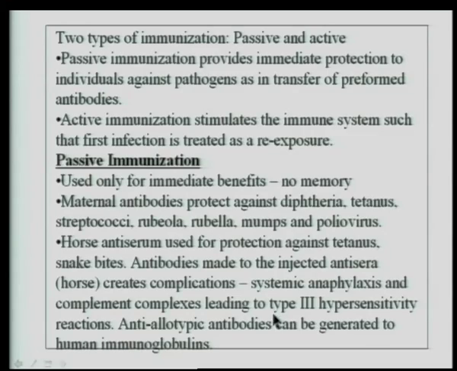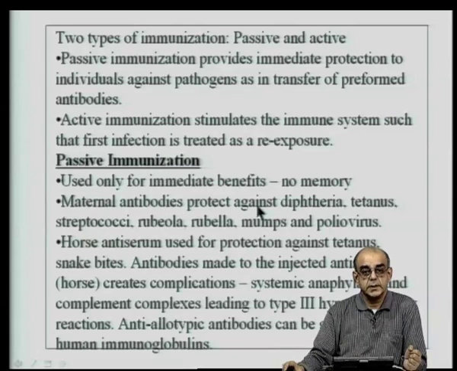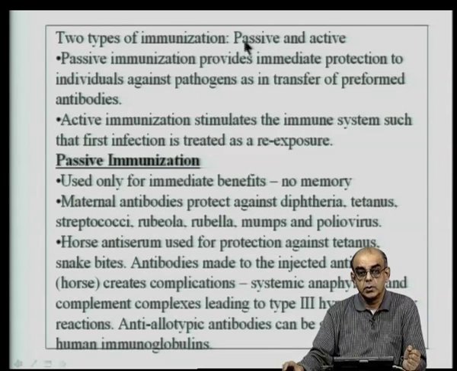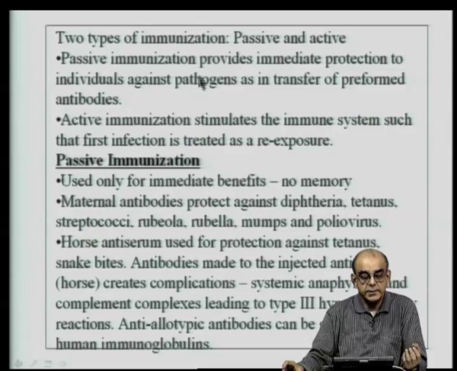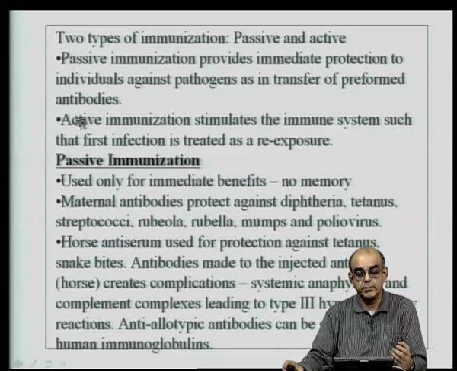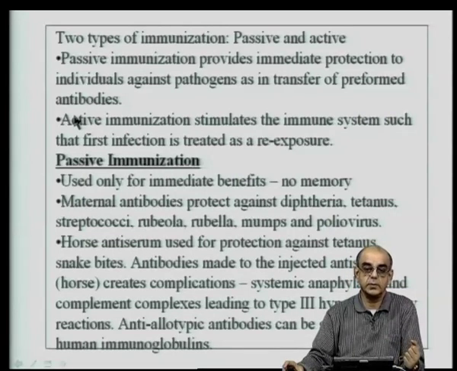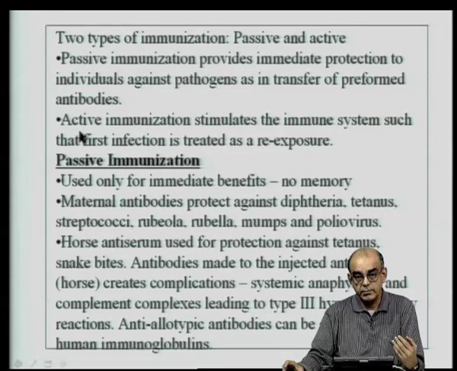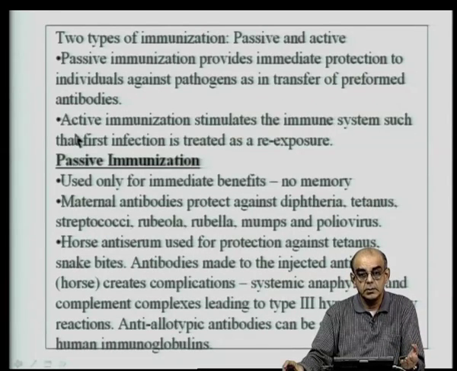What are the types of immunization that one refers to? These immunizations actually fall into two categories, called passive and active immunization. Passive immunization provides immediate protection to individuals against pathogens, as in transfer of preformed antibodies. This is something that is resorted to when immediate protection is needed. For example, during snake bites, you need to have antibodies against the snake venom, and they have to be administered as soon as the snake bite occurs.